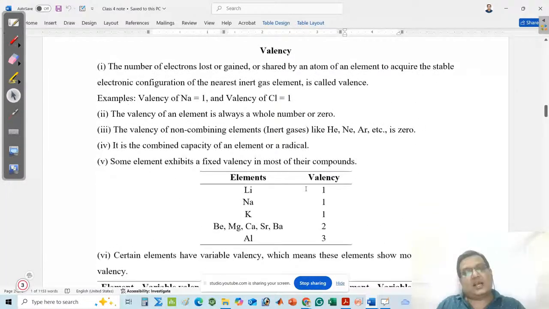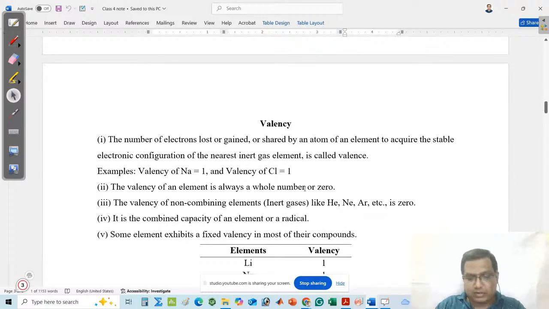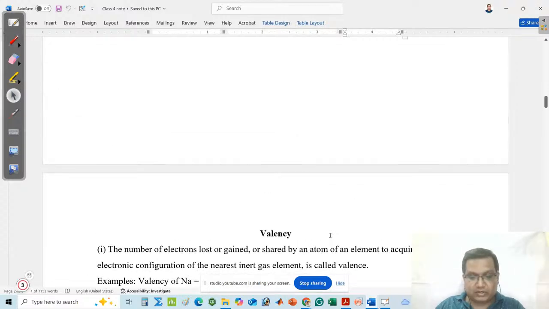Next, I will move to the valency. What is the valency? You know very well that valence means Jojyata. Remember, symbol means you can think about Pratika, but valence means here you can think about Jojyata.